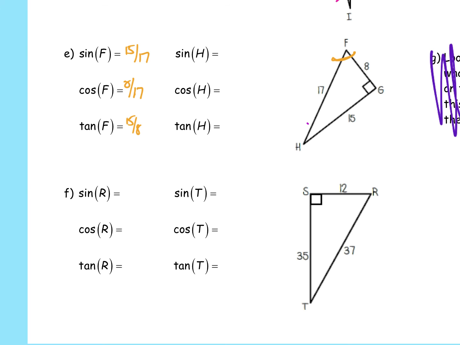And then we're going to look at angle H. So sine is 8 over 17, cosine is 15 over 17, and tangent is 8 over 15.